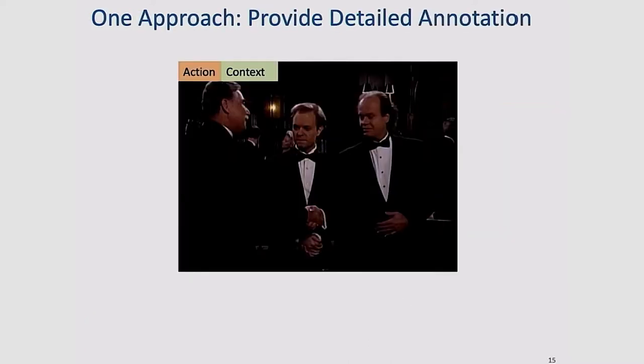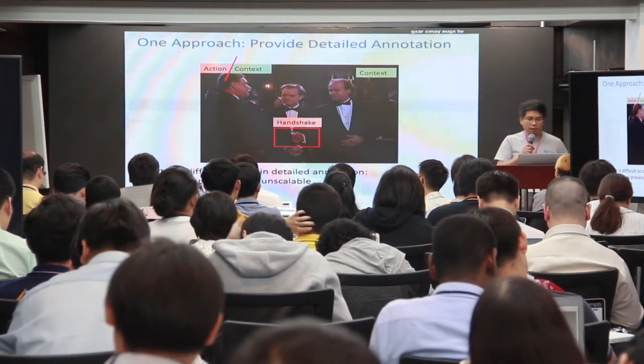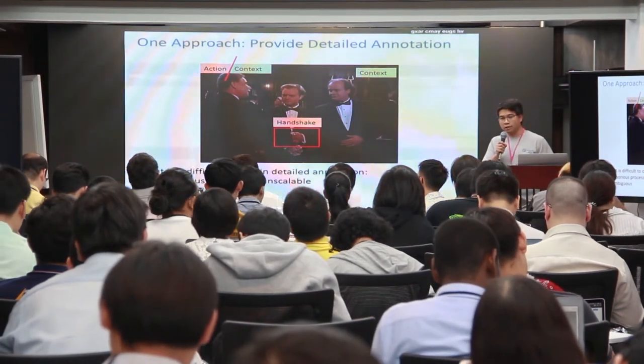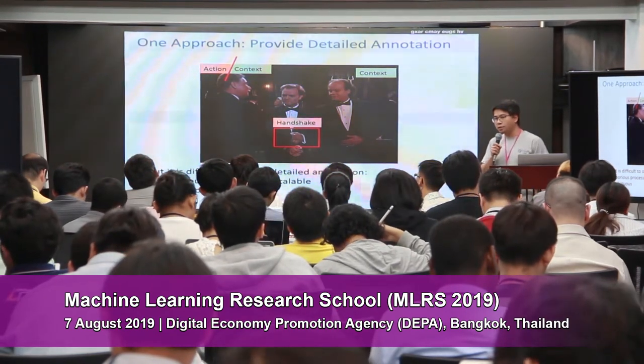Now, one approach is we can provide detailed annotation for the data sets that we have. So given a video clip, we can ask someone to annotate what part of the video corresponds to the action and what part corresponds to the context. But this is problematic because first of all, it's a laborious process. Imagine that you have to provide a detailed annotation for thousands of examples of thousands of classes. So this approach is unscalable.